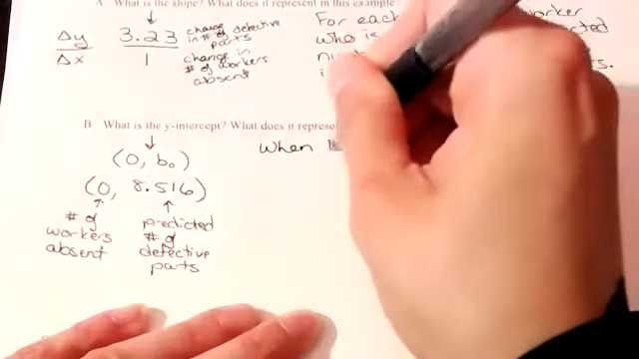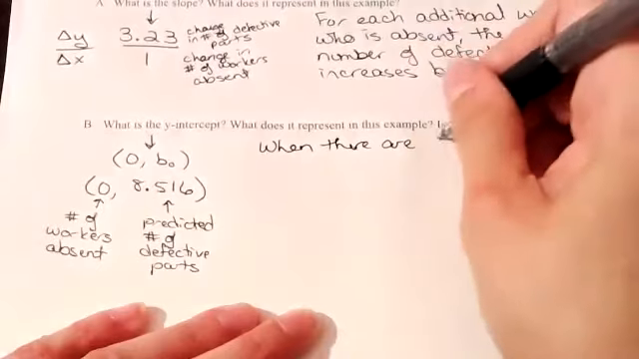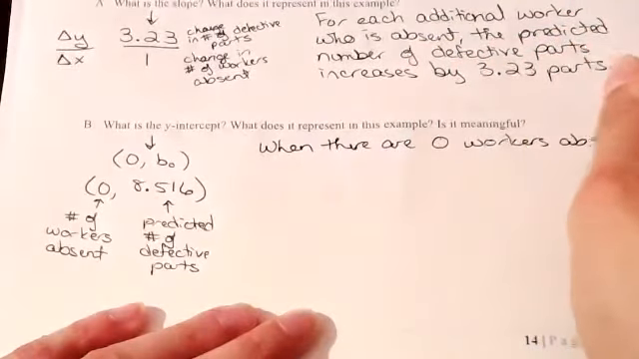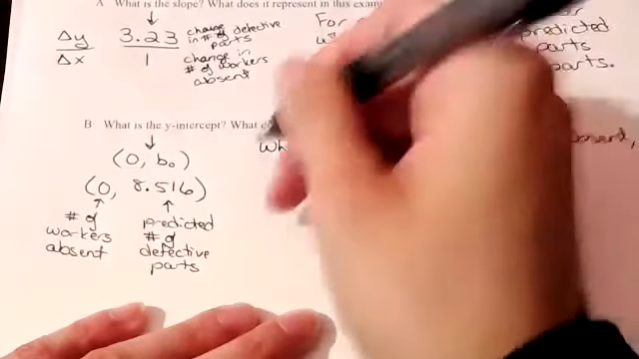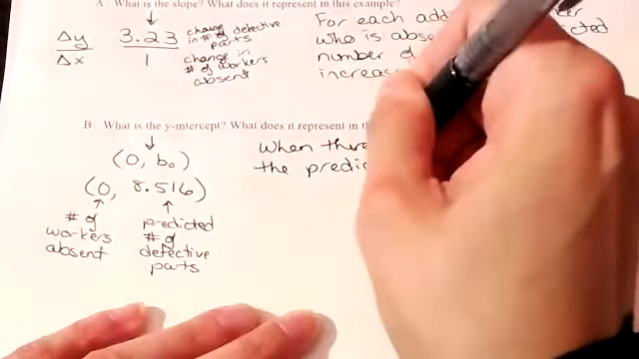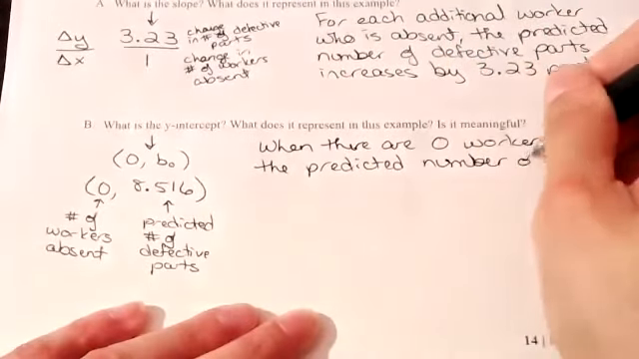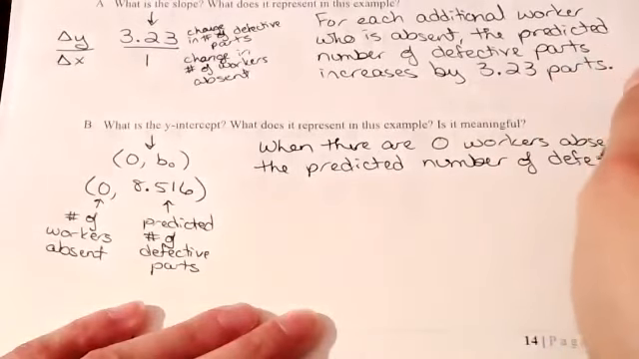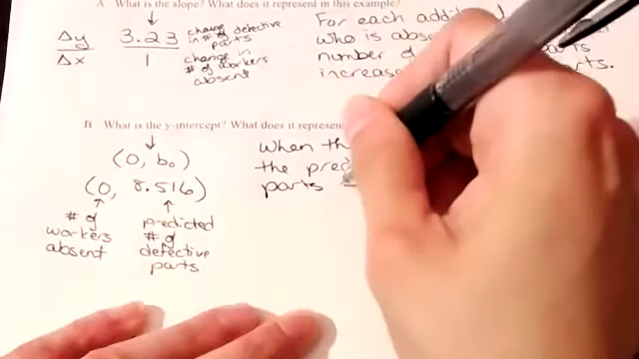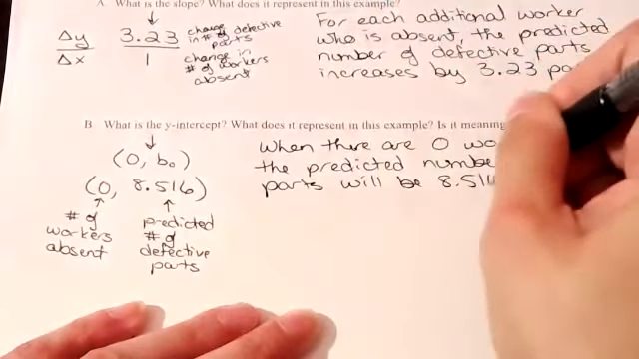So let's write it out. When there are 0 workers absent, the predicted number of defective parts will be 8.516 parts.